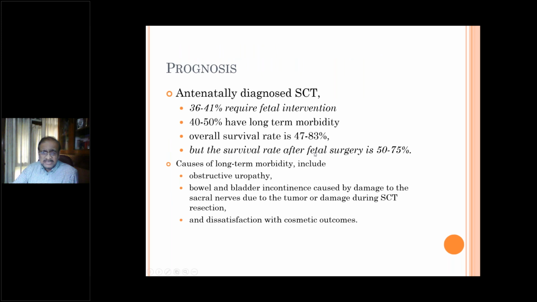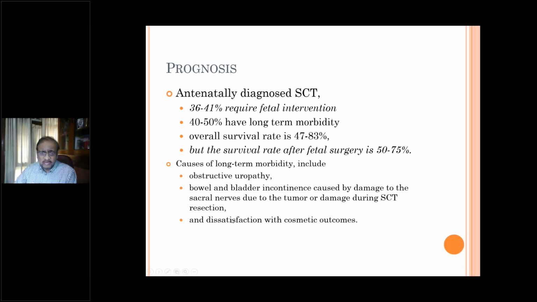Prognosis, survival rate after fetal surgery is almost 50-75%, which is not a bad survival rate. You're doing a surgery in a fetus, so that's not bad. And it's required in almost 30-41% of fetal intervention. That means basically out of these patients who come to you with SCTs, then 36-41% would require a fetal intervention.